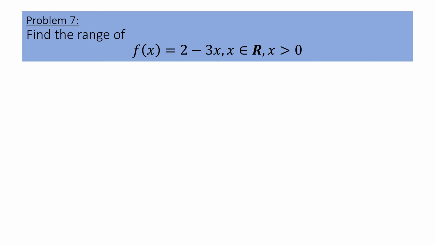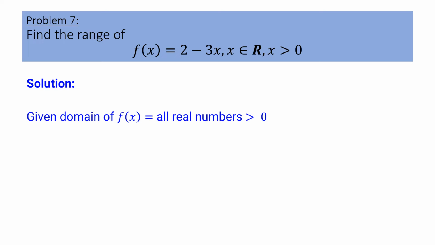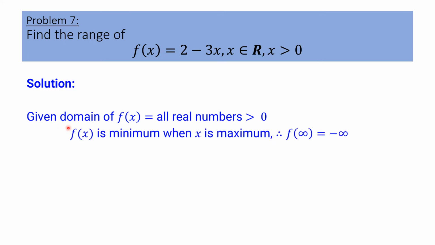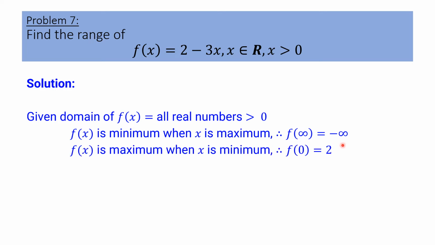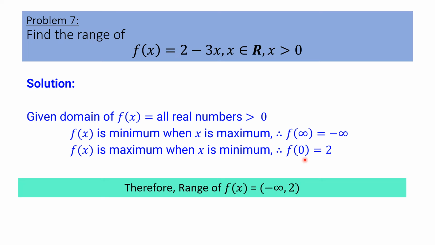In this problem, we are given a function f(x) is equal to 2 minus 3x, where x is a real number greater than 0. So we are given that the domain of f(x) is all real numbers greater than 0. The f(x) will be minimum when x is maximum. Therefore, f of infinity is equal to minus infinity. f(x) will be maximum when x is minimum, therefore f of 0 is 2. Therefore, range of f(x) is the interval minus infinity to 2.